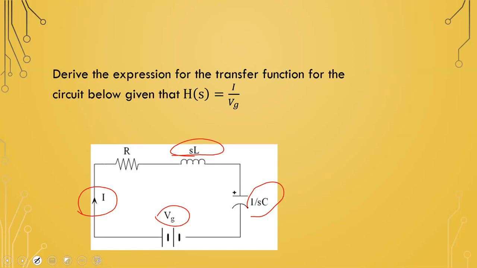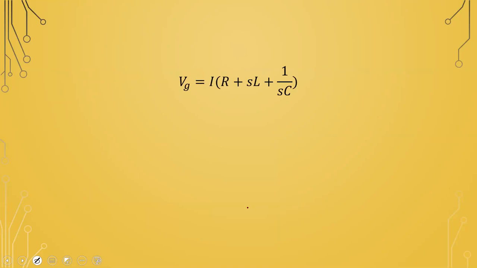All right, so based on the statement we made earlier, that's a simple application of Ohm's law. Fair enough? And that's what we're going to do here. So I times the impedance will be equal to V. Does everybody have the circuit? Yes, sir. So that's the expression. Vg is equal to I times R plus SL plus 1 over SC.